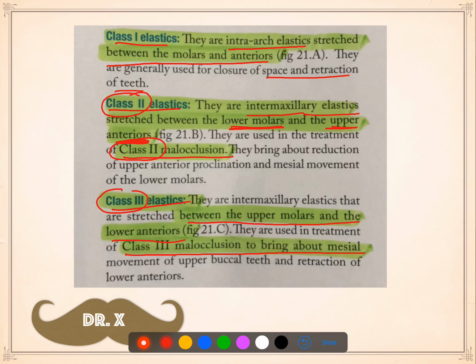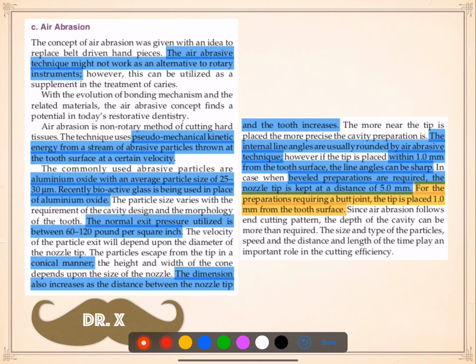Okay, so please, these two areas are very important. Class 1 is intra-arch, class 2 and class 3 are intermaxillary, whereas class 2 stretches from the lower molars to the upper anteriors, and class 3 stretches from the upper molars to the lower anteriors.